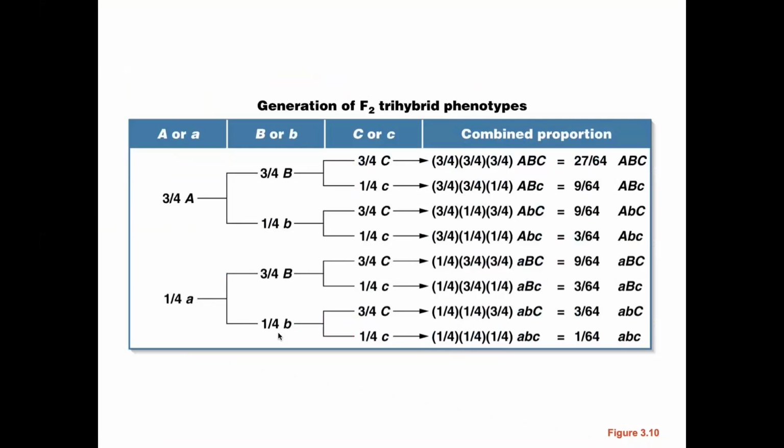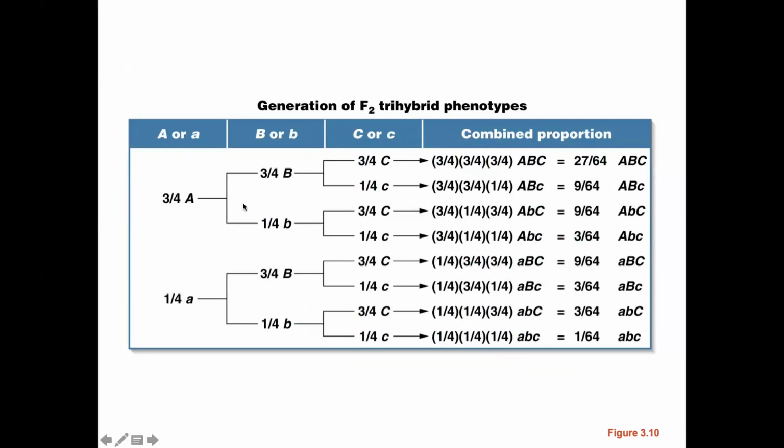Okay, so now we're incorporating a third gene. And again, as long as that gene is assorting independently of the other two, then you continue to add branches to this diagram, branch off of each of these endpoints. Okay, so again, what proportion of the F2 progeny would we expect to be dominant for all three traits? Dominant for A, dominant for B, and dominant for C. It'd be 3/4 times 3/4 times 3/4, which is 27/64 of the population.